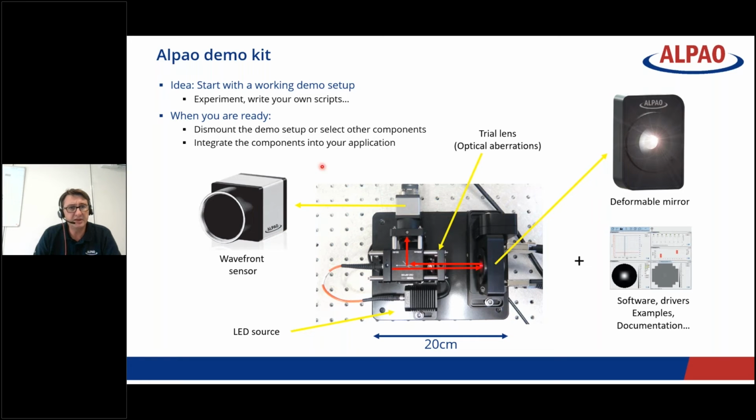And the idea of this kit is that you can start with something that is working out of the box. You also have software. You can use some scripts. You can use MATLAB. You can use Python. You can use any software you want. And of course, you can use a graphical user interface if you prefer. And when you are ready, you can, if you want, dismount the components and install each component into your own optical setup, or maybe select different components, for example, an infrared camera, or a faster deformable mirror. So this is more a demo system.